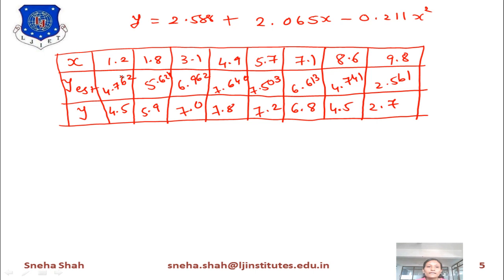So this way we can find the estimated value of y from the given value of x. Now suppose in the same example you are asked to estimate the value of y for x equals 5.7. You will put x equals 5.7 in this equation and find the estimated value of y, which equals 7.503. So for any one particular value also you can use this same example.